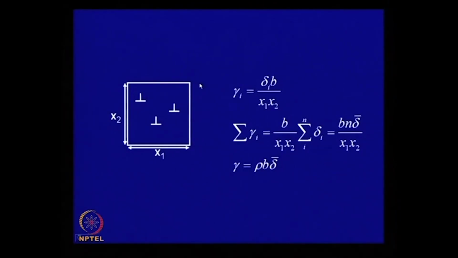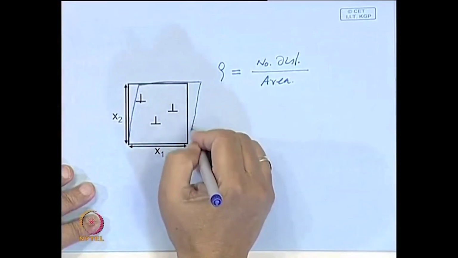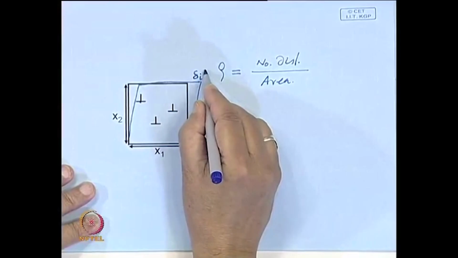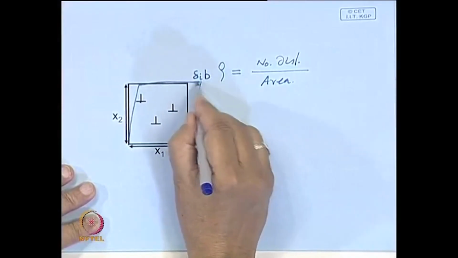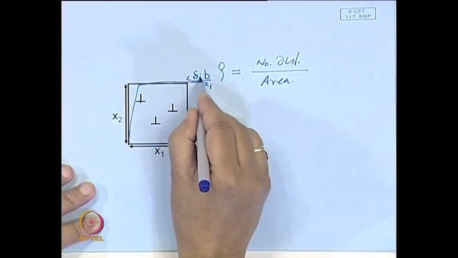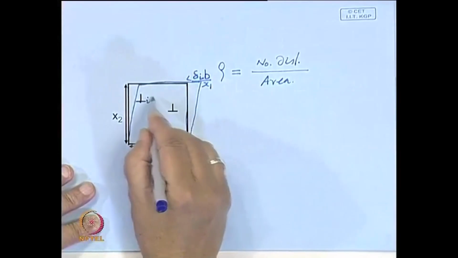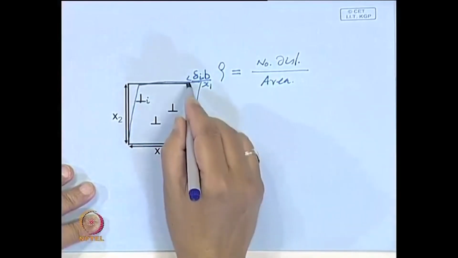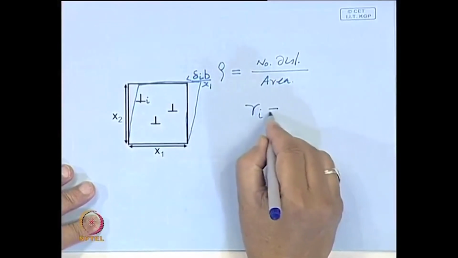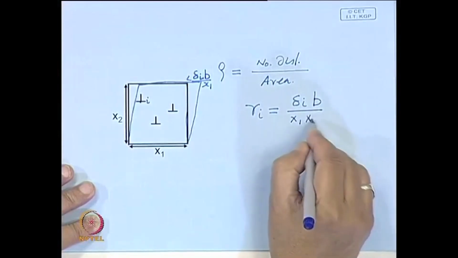So actually what is happening? How do you find out shear strain? Shear strain is this step. If it is delta i times b, the average distance over x1, this is the size of the step for the ith dislocation. If you divide this by x2, then gamma i comes out to be delta i b over x1 x2.